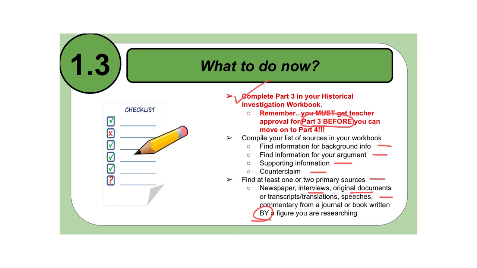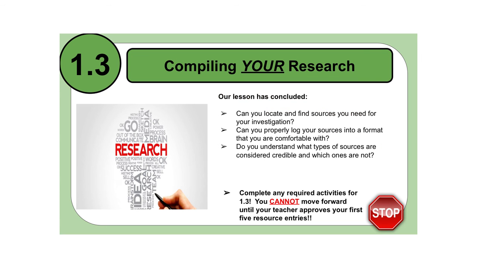Okay, so hopefully this addresses any questions about what you need to do moving forward for completing lesson 1.3. And there you have it. This is the end of lesson 1.3, compiling your research. So turning those lesson objectives into questions. Can you locate and find sources that you need for your investigation? Can you properly log your sources into a format that you are comfortable with? And do you understand what types of sources are considered credible and which ones are not?